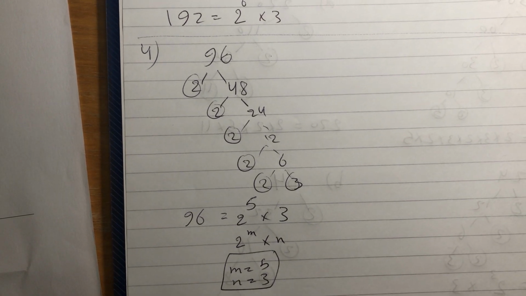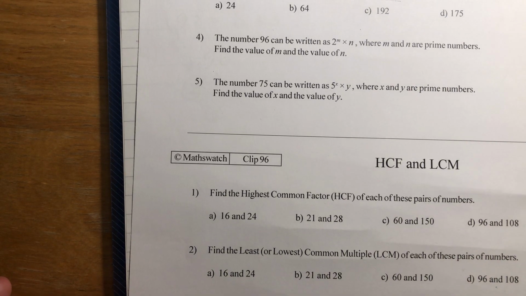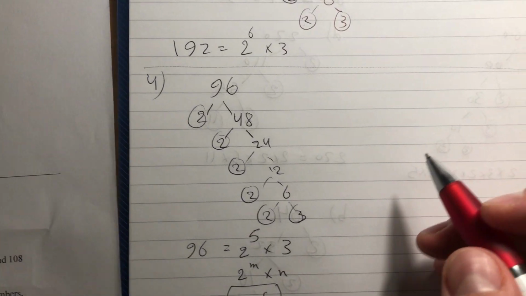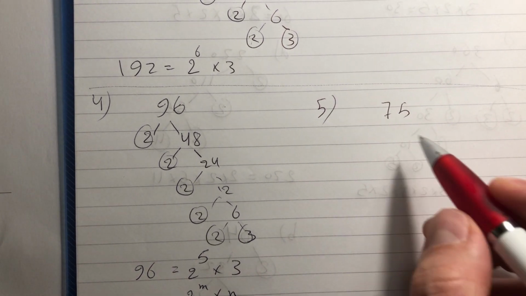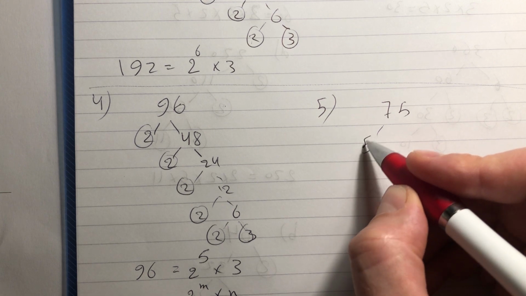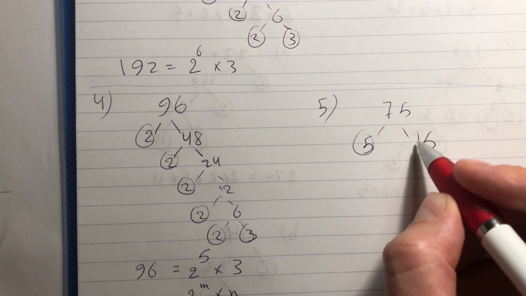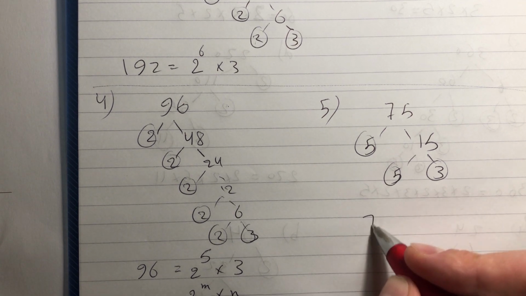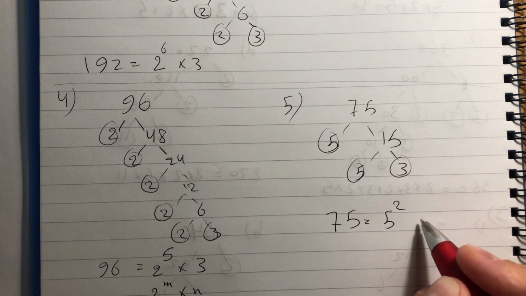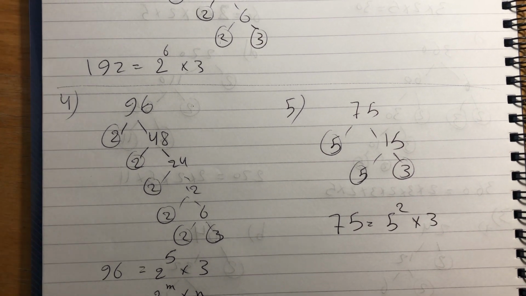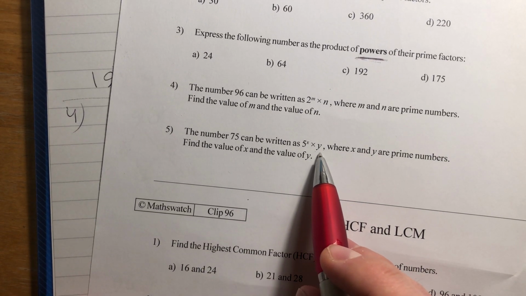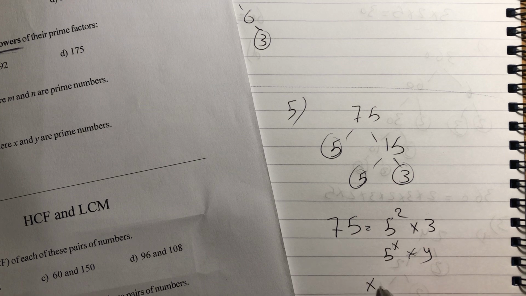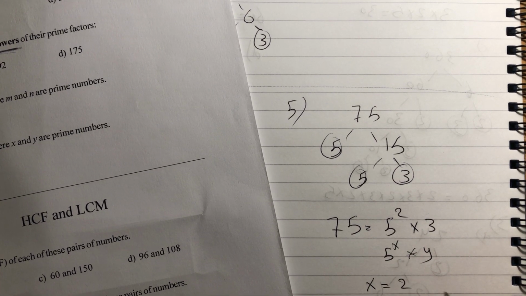Okay, and now we do the last question, question 5, which is similar to question 4, and it is 75. So question 5 is 75, and we start by dividing by 5, we get 15, and you can divide by 5 again, we get 3. So 75 equals 5 to the power 2 multiplied by 3. And since the question says it is 5 to the power x multiplied by y, x is equal to 2 and y is equal to 3.